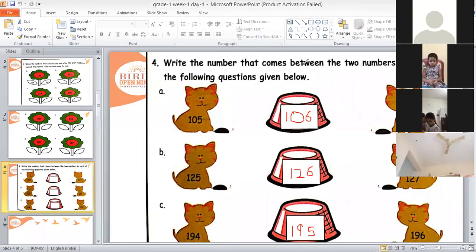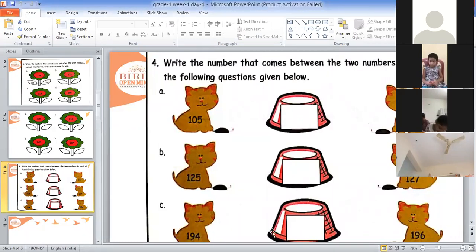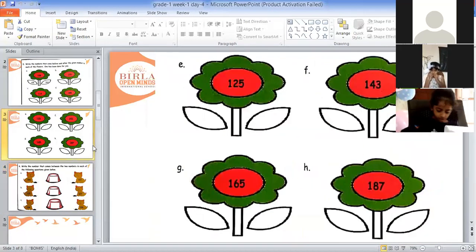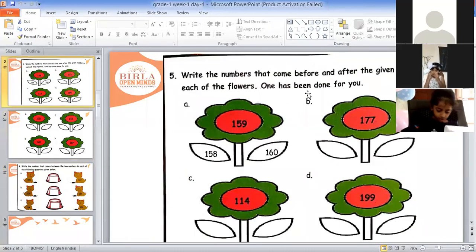I'm clearing all this. Yes, children. So this is how you will write the number which comes in between the given numbers. So now come to page number 10. Come to page number 10, children. Page number 10. Yes. So now come to page number 10, children.